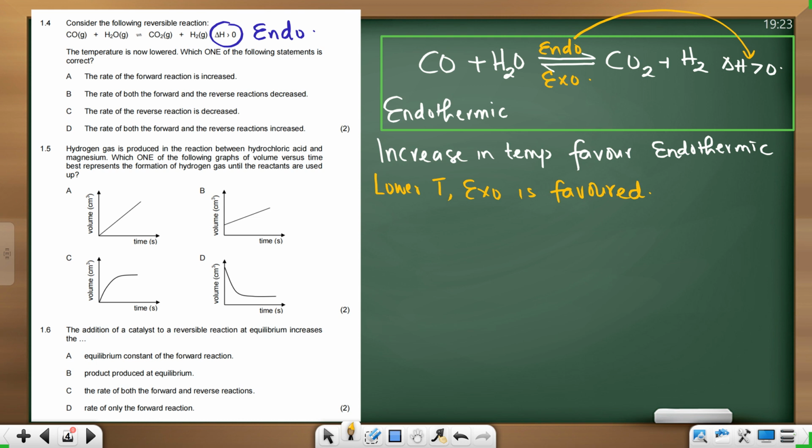Okay, now let's go see what the examiner wants. All right, because we've simply analyzed, but let's go check what the examiner wants. The temperature is now lowered. Which one of the following statements is correct? The rate of the forward reaction is increased. That is wrong. That is completely wrong. Okay? That is wrong.